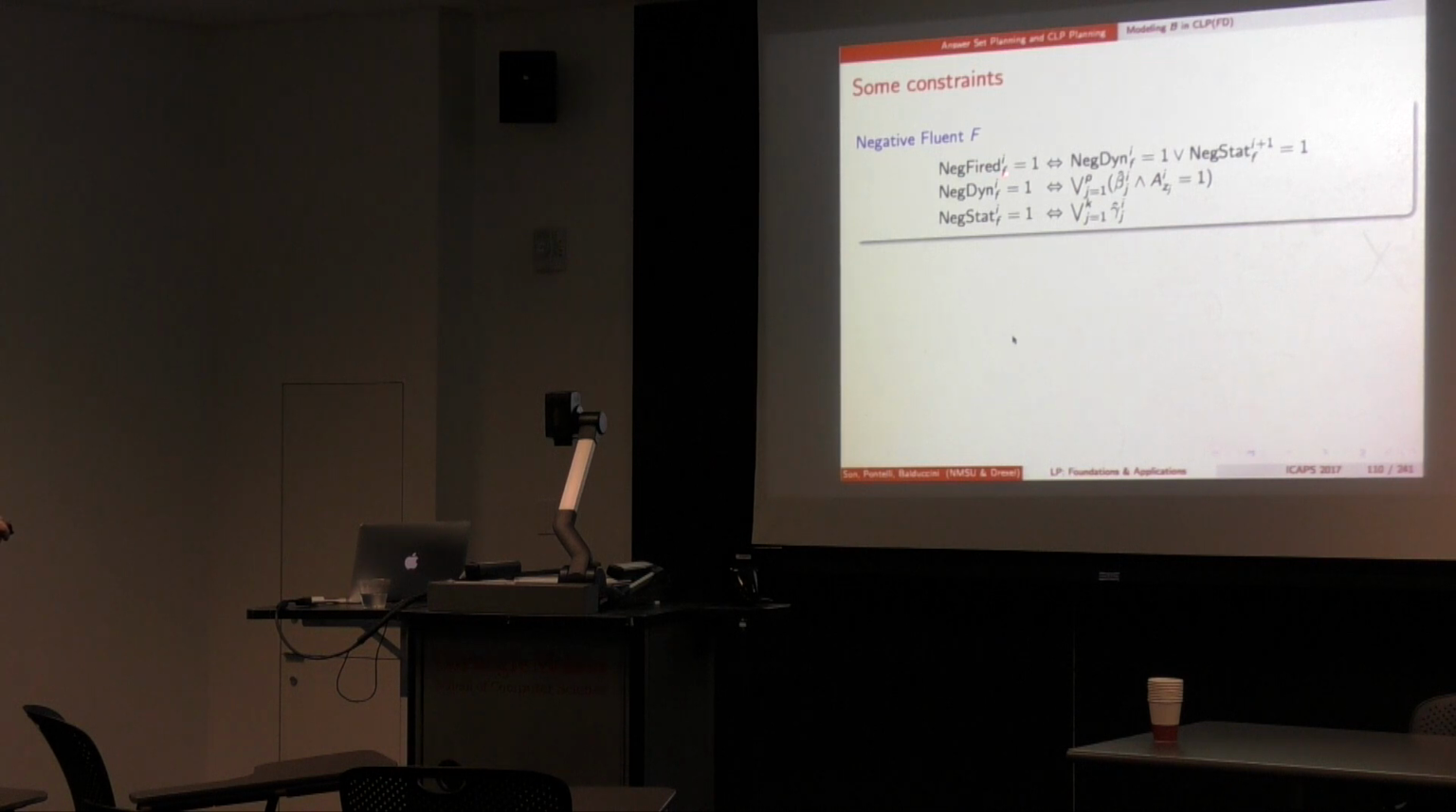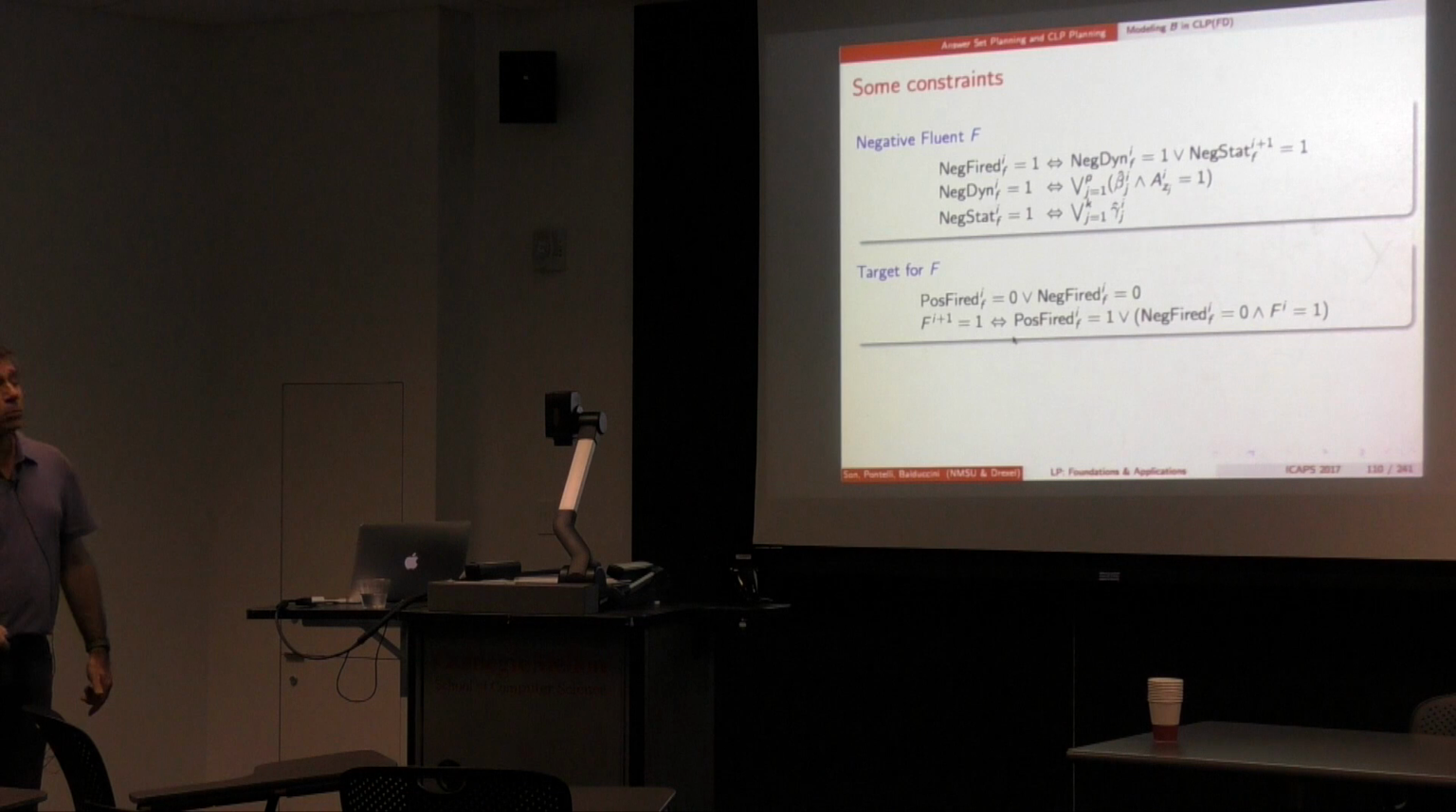So the fluent f is going to become false at time I, either if we fire an action that makes it false at time I, or if there is a static causal law at time I plus 1 that is going to make f false. And that's essentially the same thing, except that here we're looking at the action that makes that false, or the static causal law that makes things false.